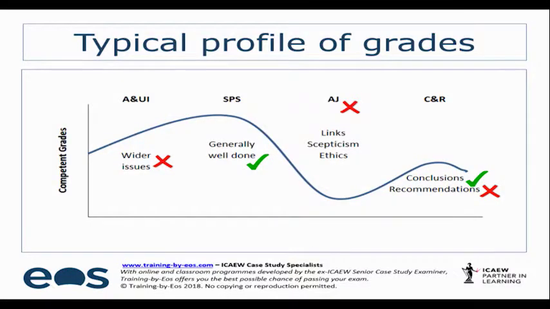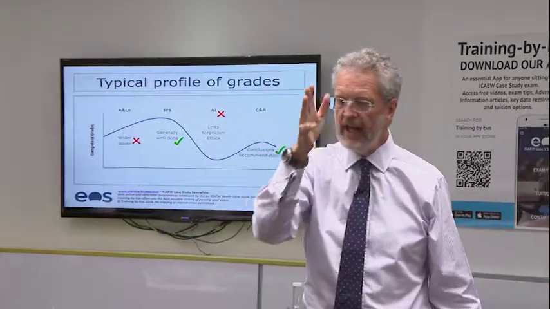Structuring problems and solutions. This is your basic analysis. Done pretty well. AJ, applying judgment, we've already talked about. Definitely the most difficult of the 4 skills to demonstrate. This is linking different issues together. It is doing evaluation, which is the depth of discussion. It's demonstrating skepticism and dealing with ethical issues. So lots of different aspects of that. We will be covering those over the next 6 weeks together.